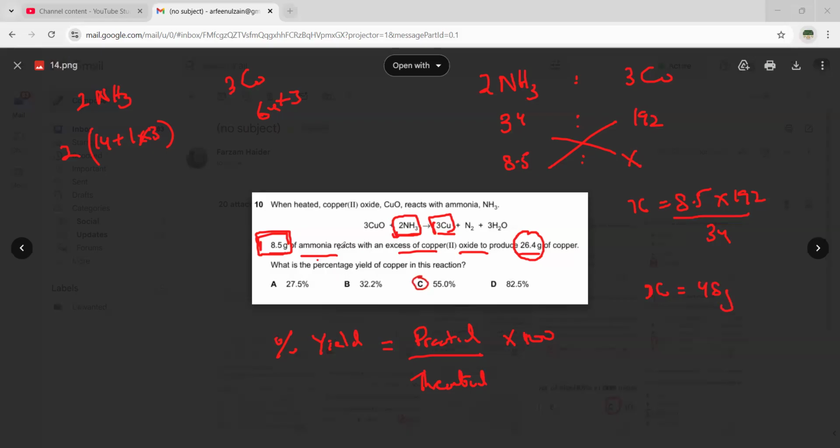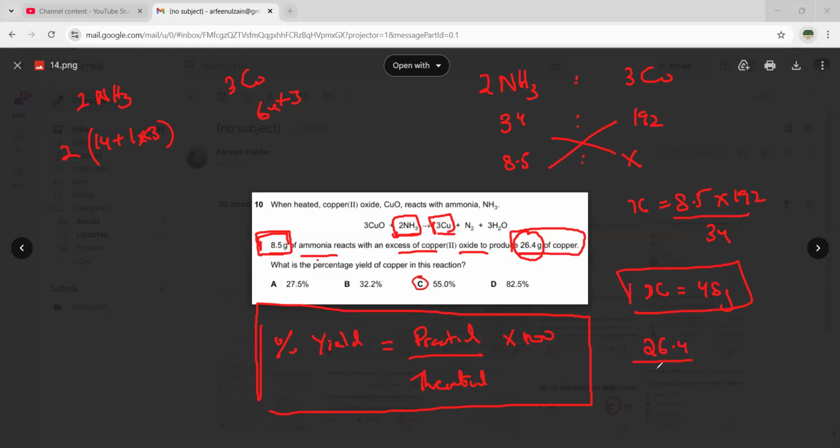So percentage yield is the practical value of the product divided by the theoretical value, times 100. How to calculate the yield? This is the formula: the practical value of a product divided by the theoretical, times 100. Practically, when you do the experiment, you get 26.4 grams of copper. But theory suggests you should get 48.